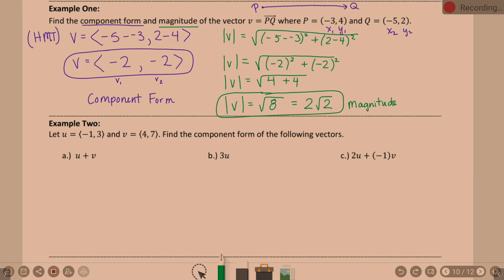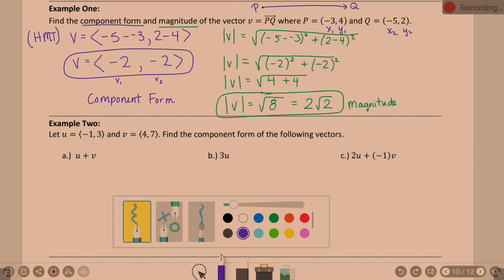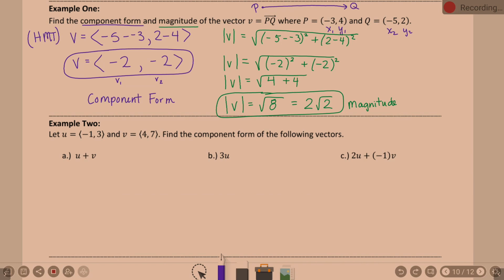Okay. Example 2. U. And if you haven't noticed, U and V are common letters they use for vectors. Does it have to be U and V? No, but that's what you most commonly see. So we have U defined to be the vector negative 1, 3. And we have V defined to be the vector 4, 7. And it's asking us to find the component forms of the following vectors.